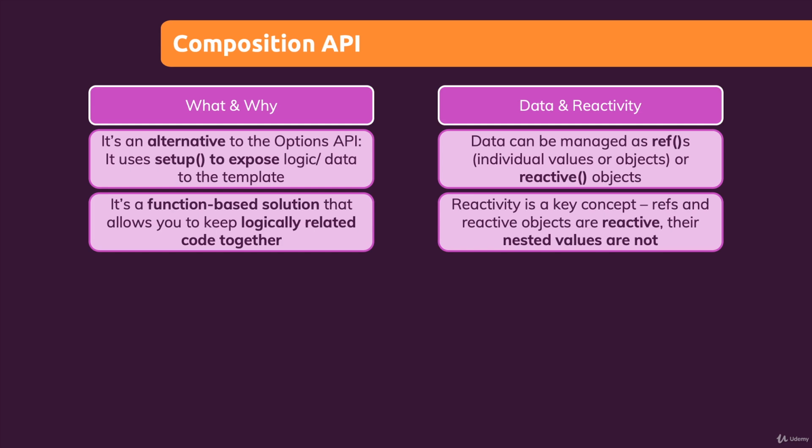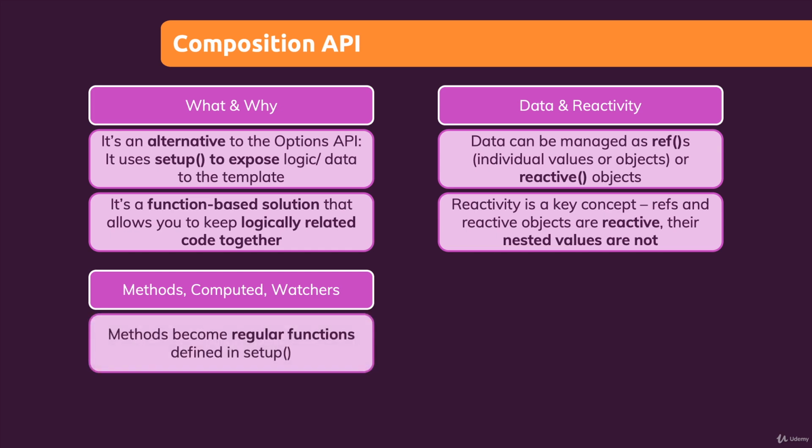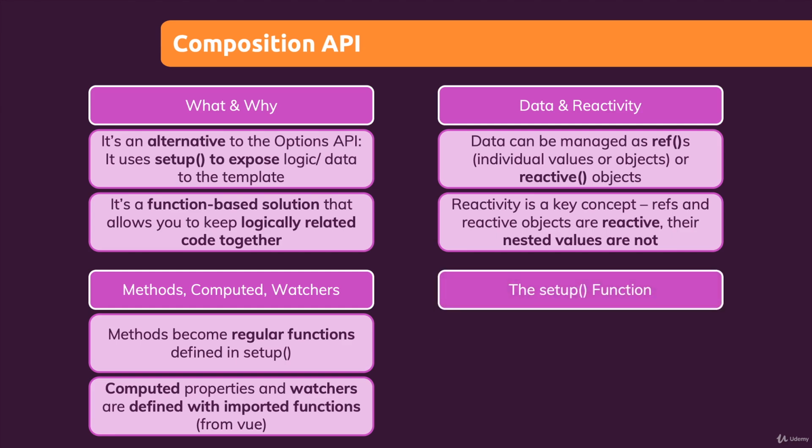Now, data and reactivity is a key concept, but of course not everything. We also have methods, computed, and watchers when using the Options API, and in the Composition API, methods become regular functions which you define in the setup method and which you then may expose to the template by returning them in that object which you return in the setup method. And then you also have computed properties and watchers which are defined with these imported functions which you import from the Vue framework.